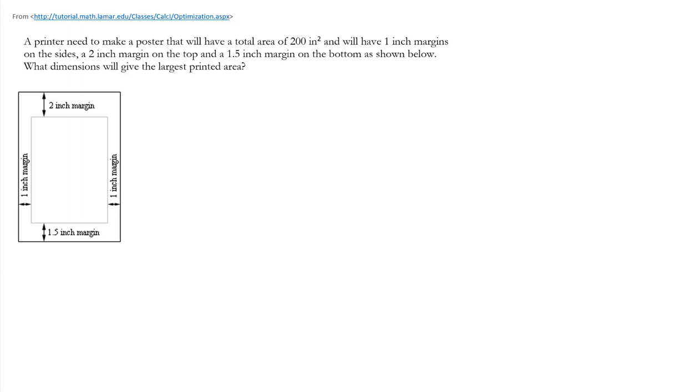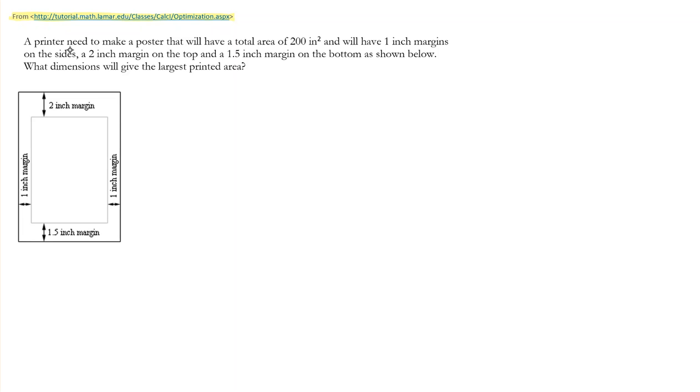This problem is taken from this website, and along with this example, there are also a lot of other great examples that you could look through in addition to your textbook. So we're going to go over an applied optimization problem.